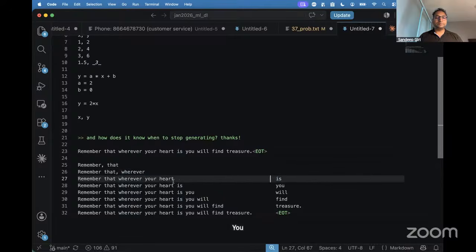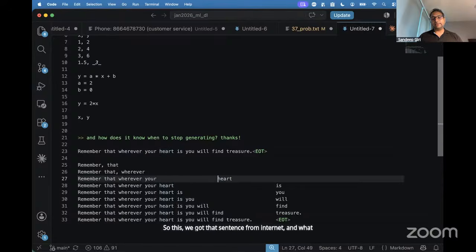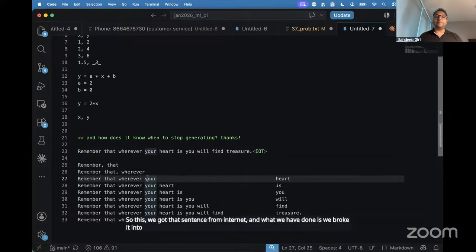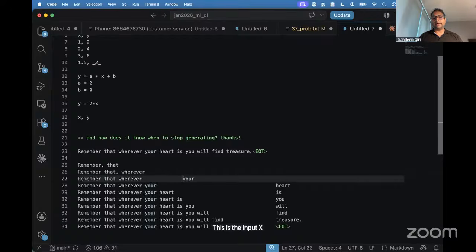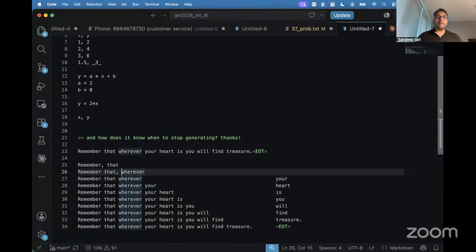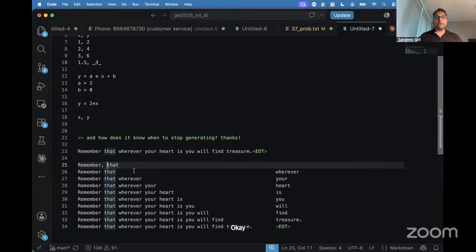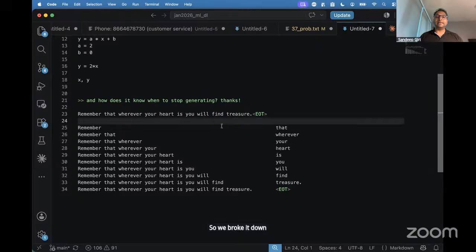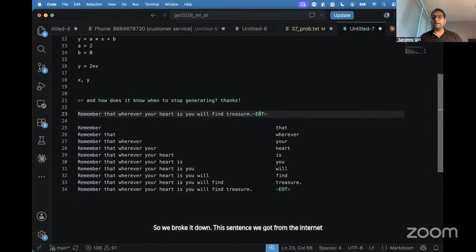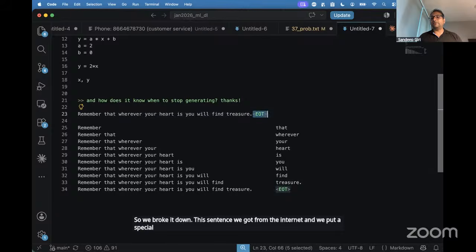You see that? So we got that sentence from the internet, and we broke it into these X and Y pairs. This is the input X, and the thing on your right is Y. I hope that makes sense. We broke this sentence down, and we put a special word after the sentence, EOT, end of text.